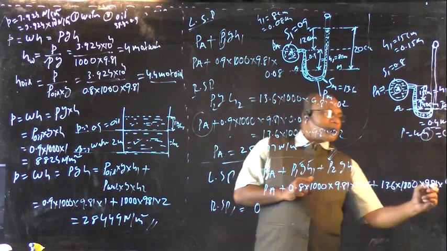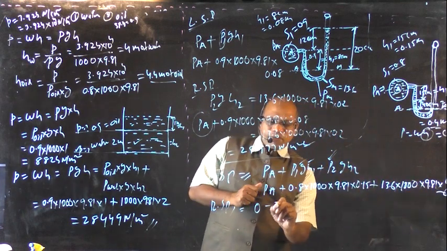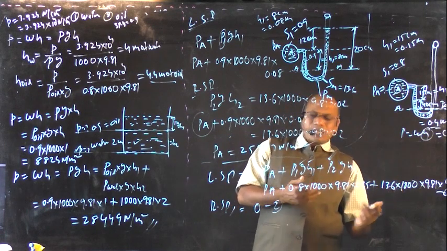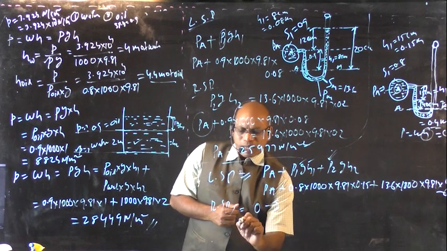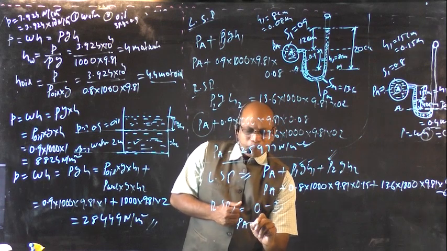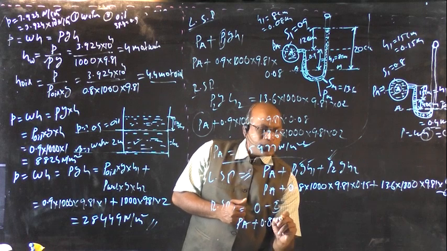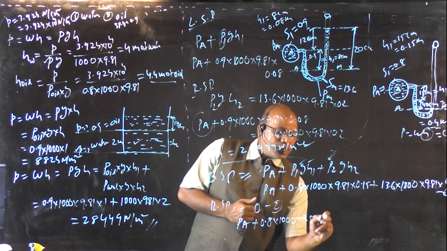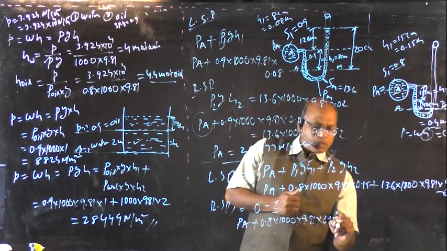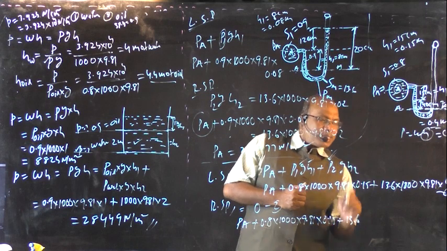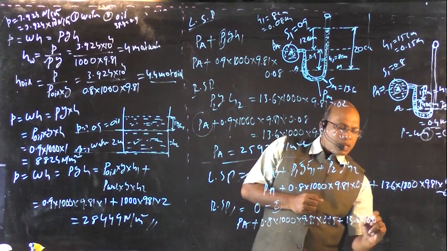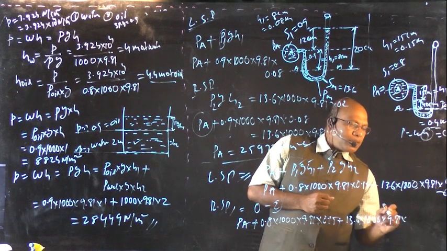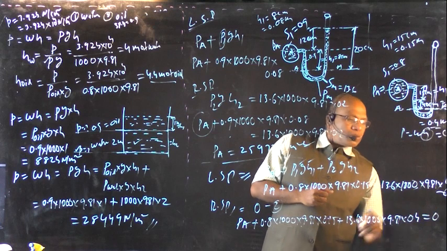Now this is equation number 1. This is equation number 2. Now equating the left side pressures to the right side pressures. Therefore, left side pressures: PA plus 0.8 into 1000 into 9.81 into 0.15 plus 13.6 into 1000 into 9.81 into 0.4 is equal to 0.